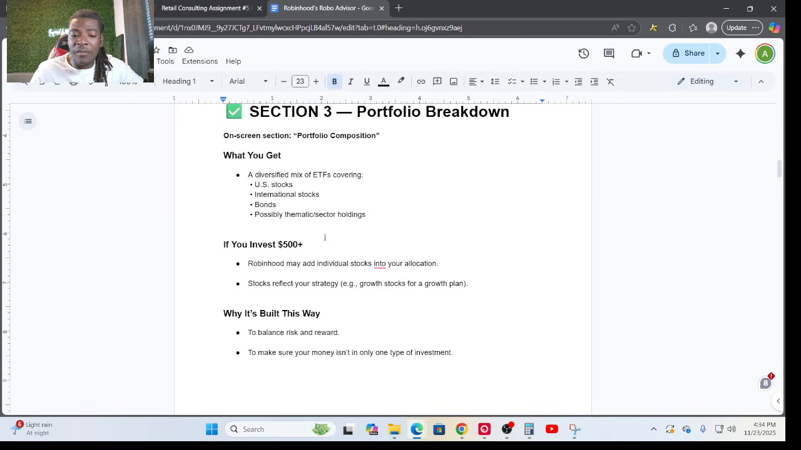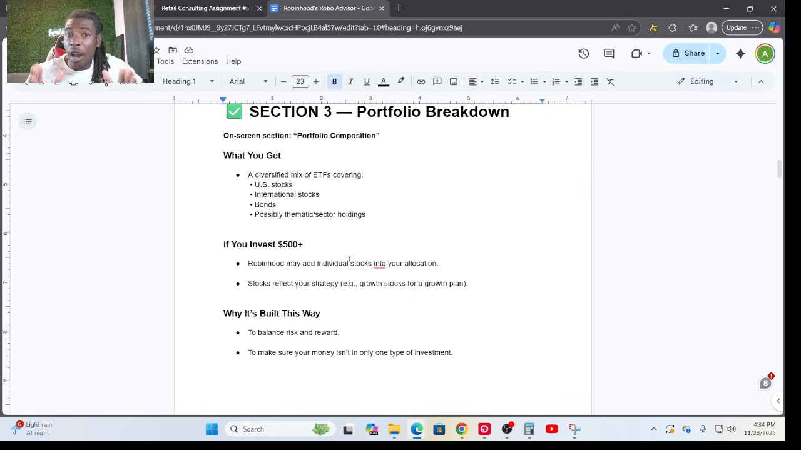If you invested $500 plus, Robinhood may add... okay, yeah, this is what I want to show. So you start off, if it's less than $500, you are just in an index fund or ETF. If you're starting with like $50 to $500, you'll probably be in just IVV and index funds. Once you get past $500, say you invest $501, that $1 is now going to be invested into single stocks.